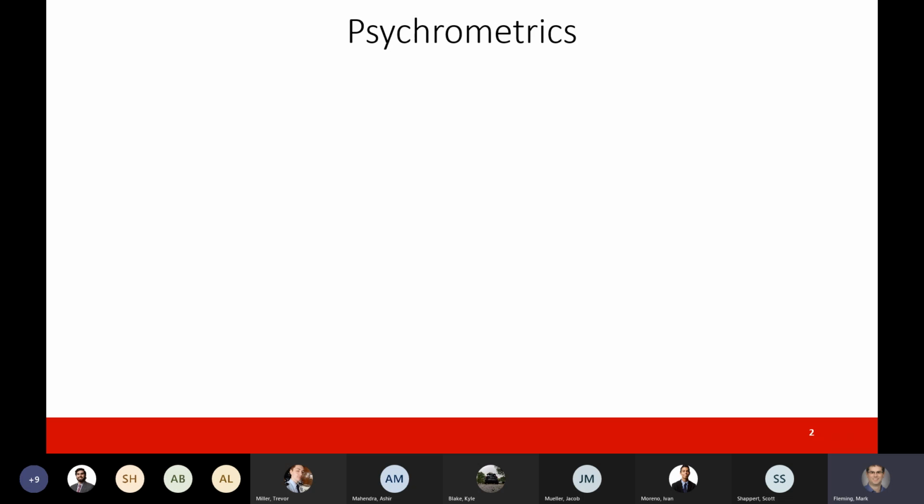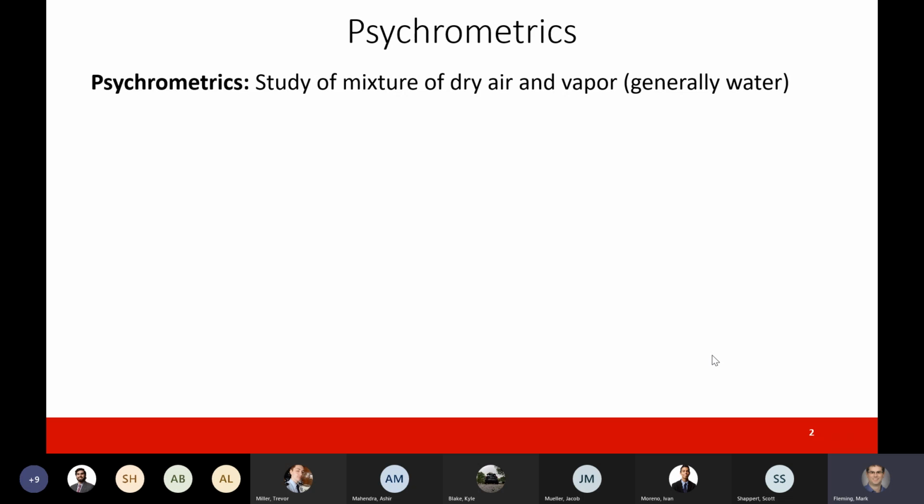And so the basics of psychrometrics is basically going to be a gas mixture, but it's going to be focused on a very specific setup. And that setup is we're going to be looking at dry air, so air that we've used before, and we're going to be mixing that with a vapor, and that vapor is generally going to be water. So we're going to have air and water vapor as an ideal mixture. And so if you want to think about that, that's basically your humidity.